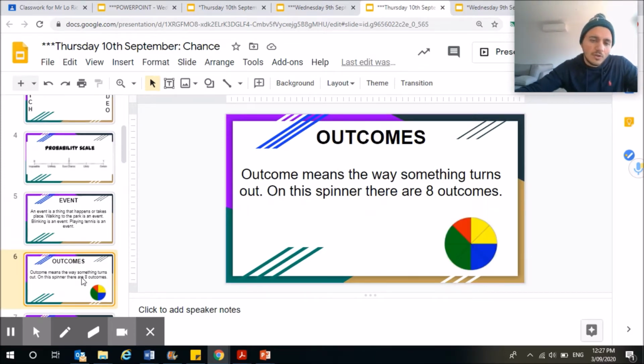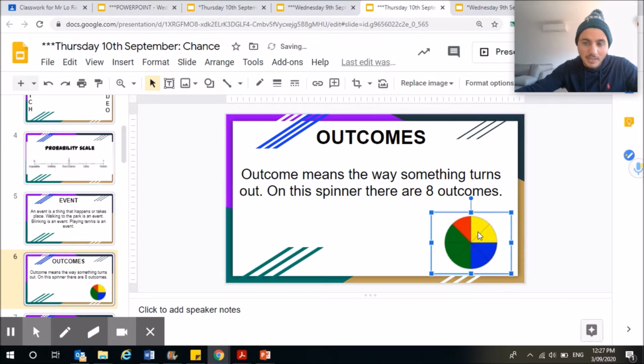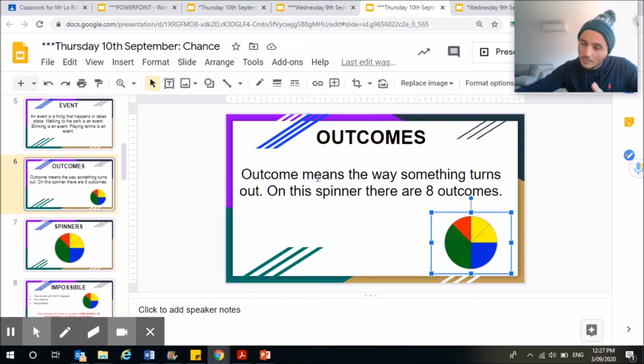I'm going to talk about the word outcomes because I'm going to speak about this word a little bit today. The word outcomes means the way something turns out. Okay, so on this spinner, we're going to use spinners today and also our money from last week. But on this spinner, there are 8 outcomes. Have a look. We've got 1, 2, 3, 4, 5, 6, 7, 8. There are 8 outcomes.